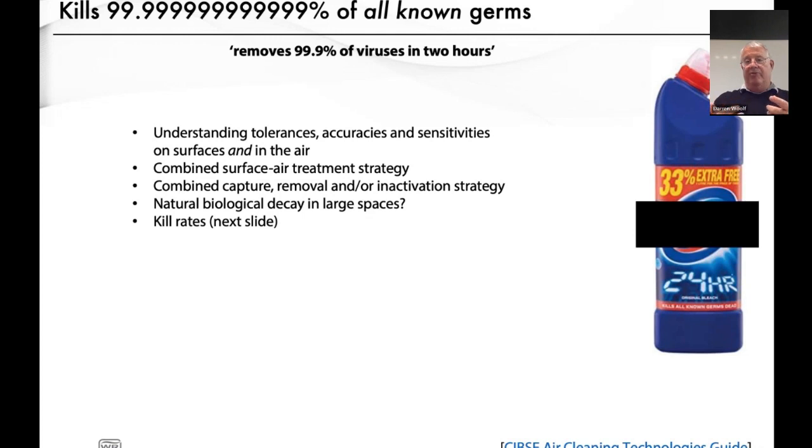Think about capture, removal and inactivation. Think about, if we've got a large volume space, for example, what the natural biological decay might be. And also, what are the kill rates? And I'll talk about that a bit more on the next slide. So there's potentially an awful lot we should be thinking about.